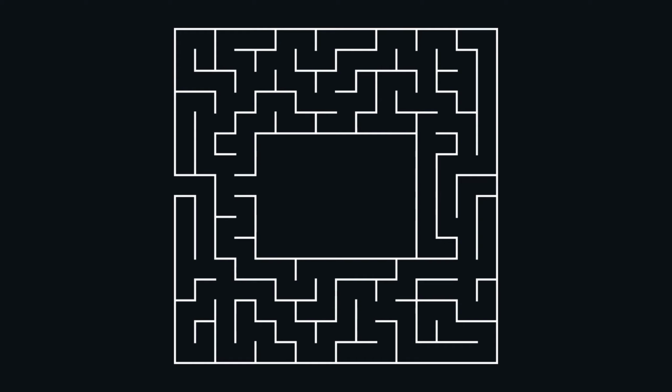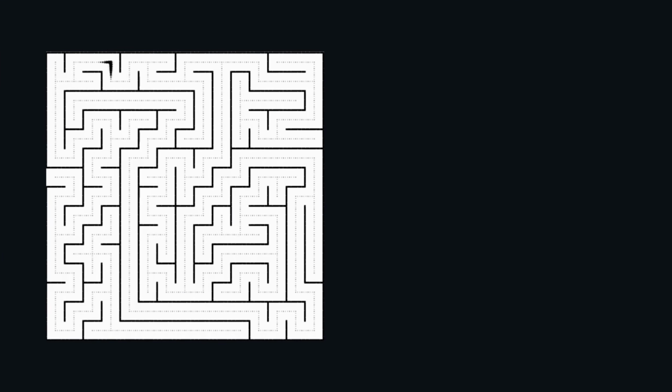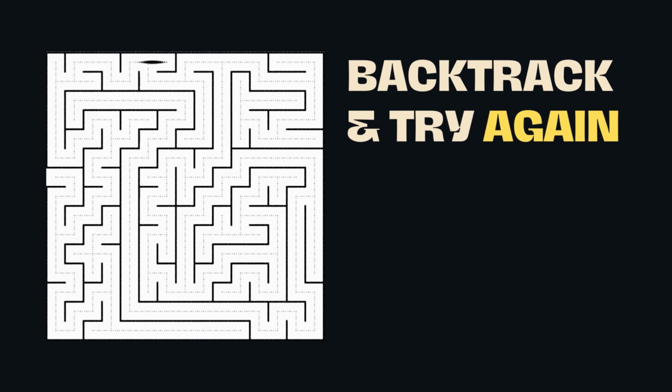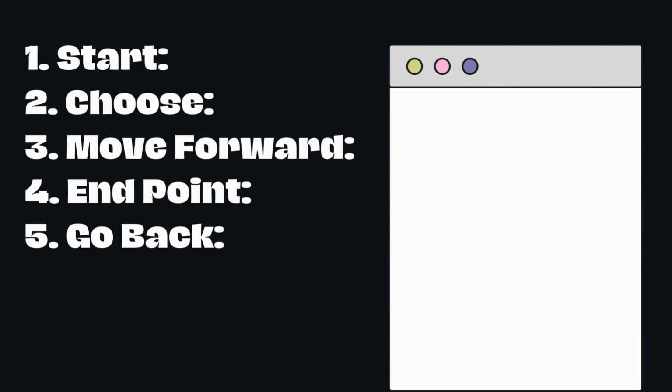To solve this, we are going to utilize backtracking. Backtracking is like navigating a maze. If a path leads to a dead end, you backtrack to the last known decision point and try a different path. There are 5 steps to a backtracking algorithm.